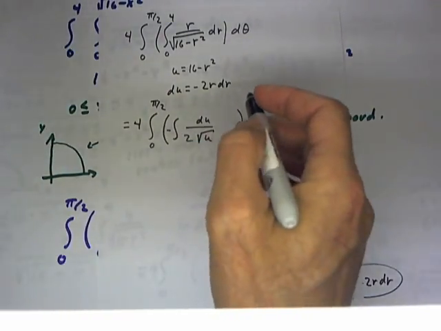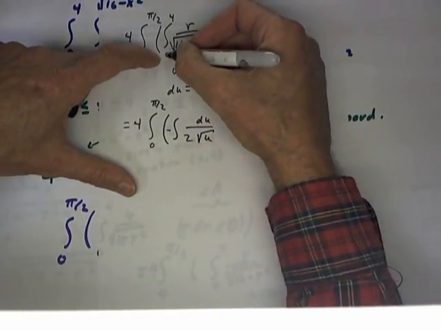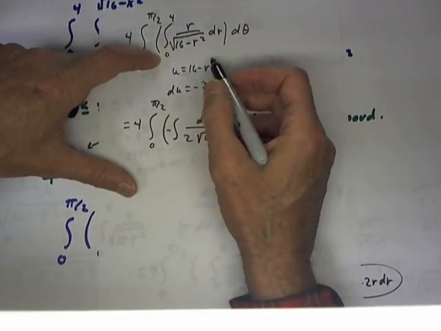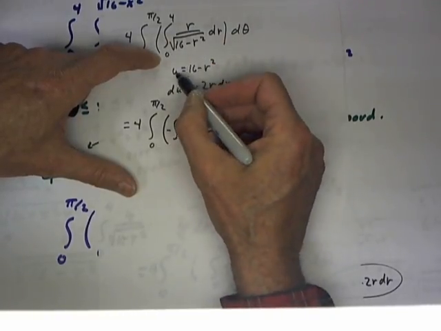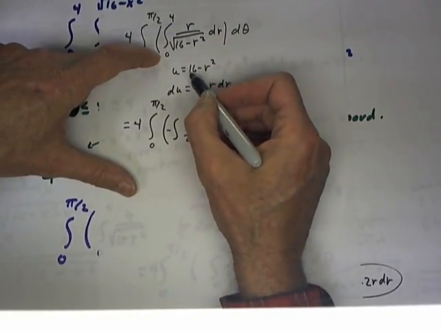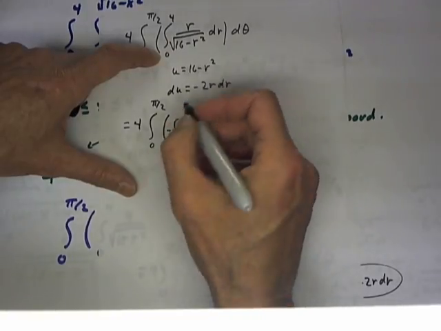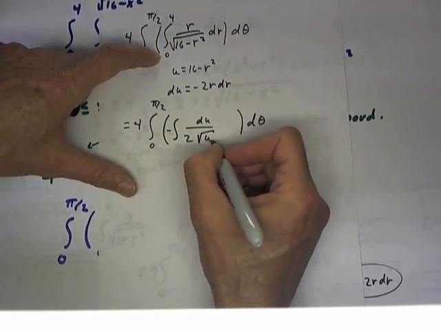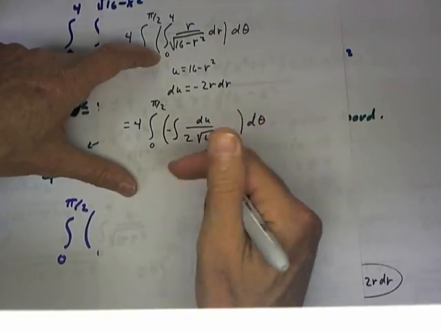Now we could change our limits 0 to 4 on r to the limits what? If r is 0, u is 16, and if r is 4, u is 0. So this could be negative the integral from 16 to 0 du over 2 square root of u. However, we're not going to do that.